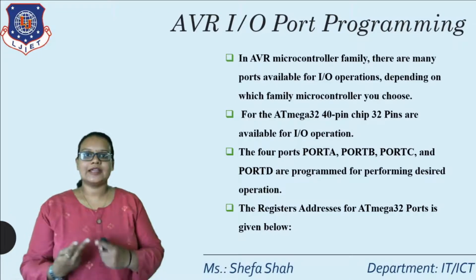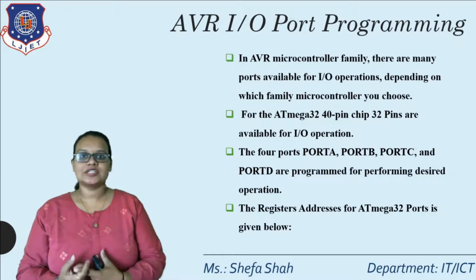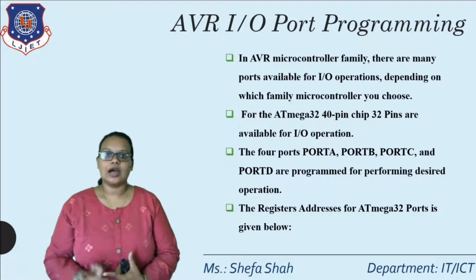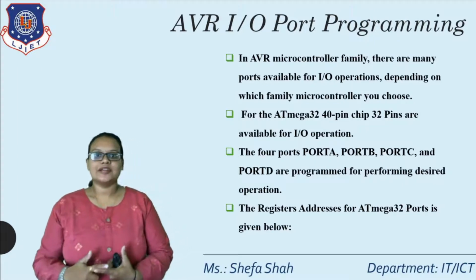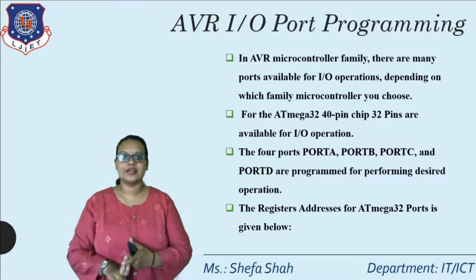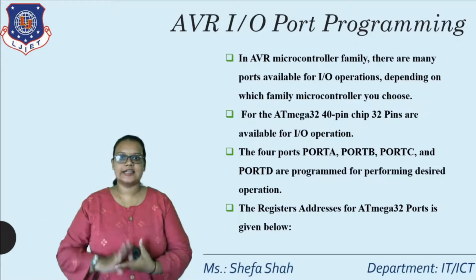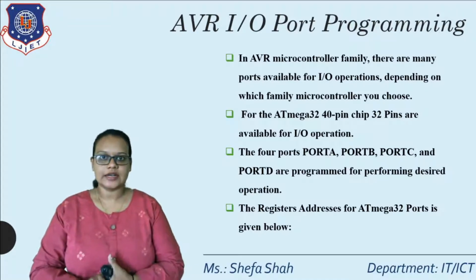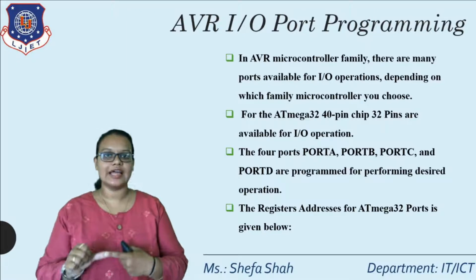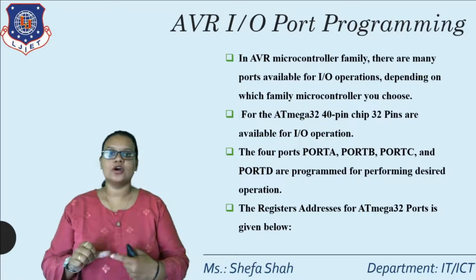Second, there is the DDR, which stands for data direction register, which says whether the port will work as an input or output port. That is decided by the DDR, and there are four of them: DDR-A, DDR-B, DDR-C and DDR-D, based on the port number. Clear? And third, to make the output port, we will have PORT X, where X stands for either A, B, C or D.